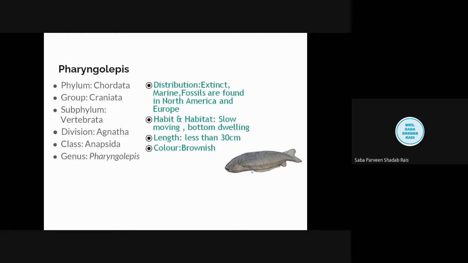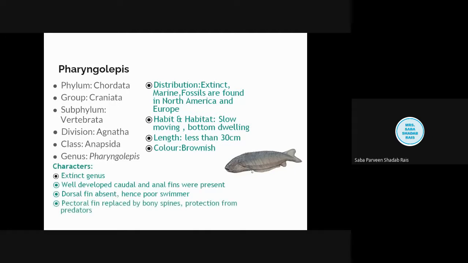When we talk about their distribution, as they are not present now, we will write in one simple phrase: extinct jawless marine fish. Now, why do you think they existed? Because their fossils were found in North America as well as Europe. When we talk about their habit and habitat, now that they are extinct, how do we know their habit and habitat? By their body. They were slow moving and bottom dwelling. When we talk about their length, it was less than 30 centimeters and their color was brownish.